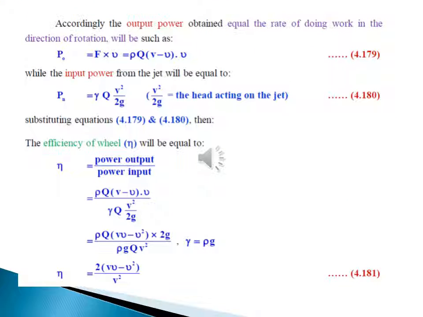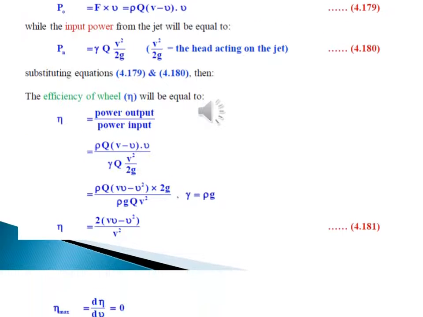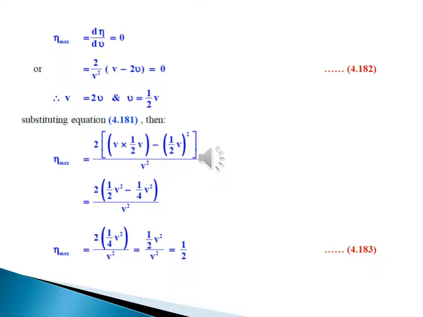Moreover, the output power obtained equals the rate of doing work in the direction of rotation. Follow up, my dear, with the mathematical calculation of the efficiency of the wheel, etc. The rest of the previous equation for calculating the maximum eta is shown.